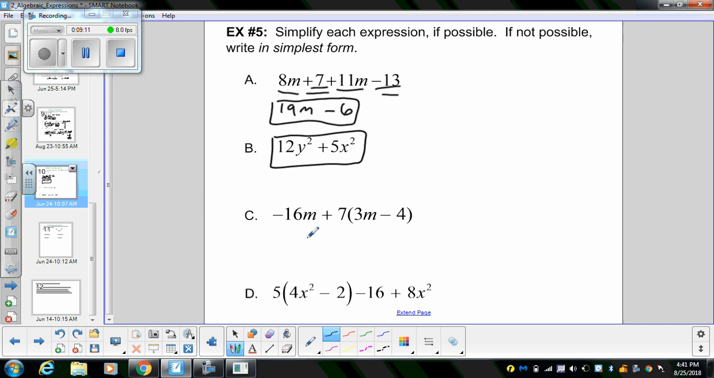All right, so here, before we can actually combine, we need to distribute first. Right? Distributing means to multiply everything inside. So I'm going to drop down my negative 16m. Then 7 times 3 is 21m. Minus 7 times 4, which is 28. And now I can combine like terms. I got negative 16 and positive 21. So negative 16 plus 21 is positive 5m. And then my minus 28 has nothing to combine with, so it just comes down.